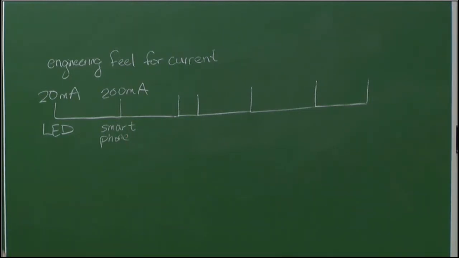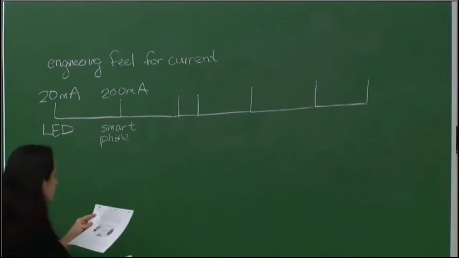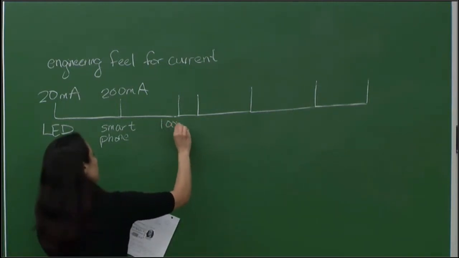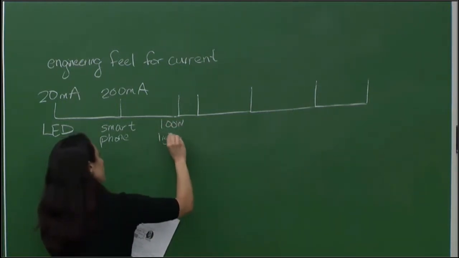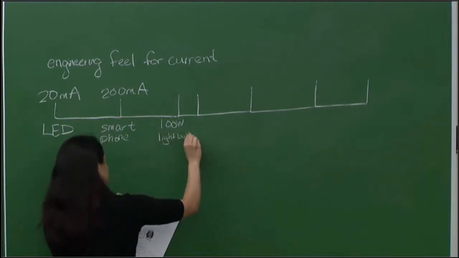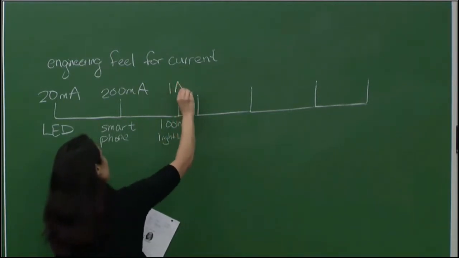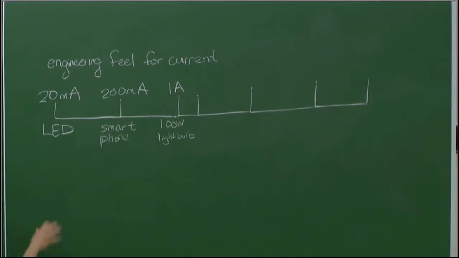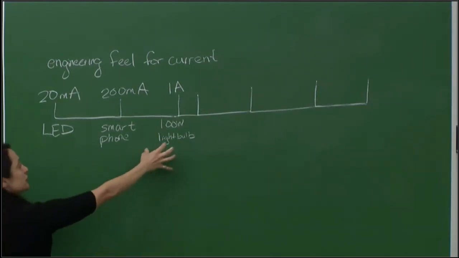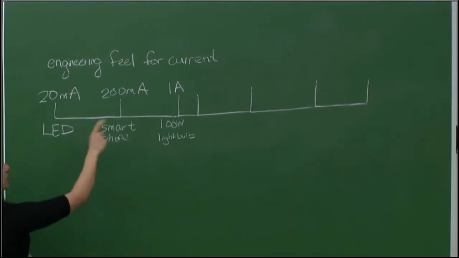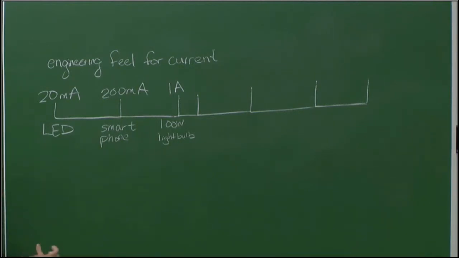If you are plugging in an old school 100-watt light bulb, which you can't really buy too much anymore, those old light bulbs use about an amp. So you can see why in industry now they're making more LED light fixtures instead of the more traditional ones. You're using orders of magnitude less current through them to do that.